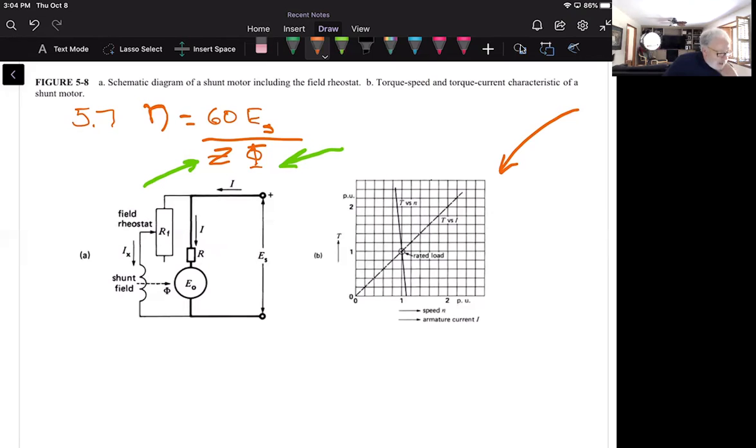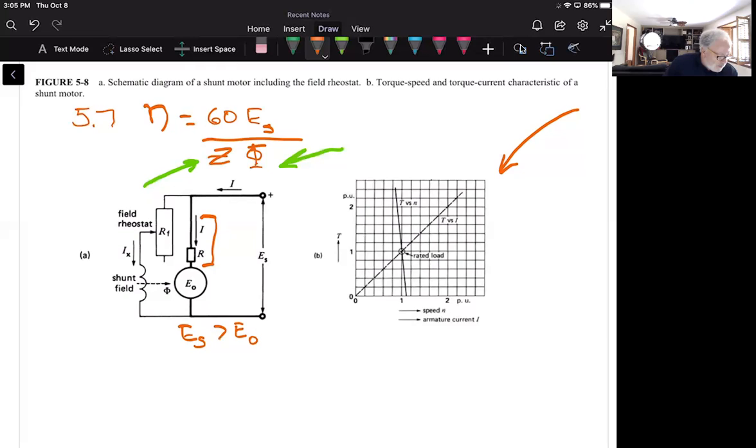But anyway, initially, this counter EMF, counter electromotive force, right now it's slightly less than the supply voltage, and that's due to this drop in voltage that occurs here, right? So E sub S is greater than E sub O by a small amount.